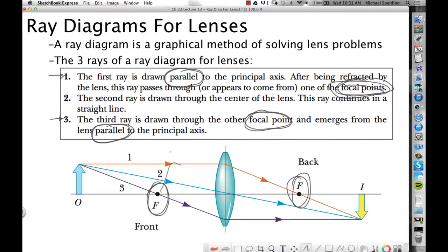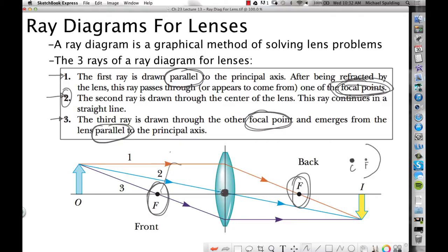The only tricky part with lenses is which focal point do you use? And there's an easy answer to that. Ray number two on the list goes directly through the center of the lens. Now that's a difference with mirrors. What did the third ray do for mirrors? It went through the center of curvature. Here's a concave mirror, there's the focal point, there's the center of curvature. The third ray for a mirror goes through this center of curvature. But the third ray for a lens goes directly through the center of the lens.